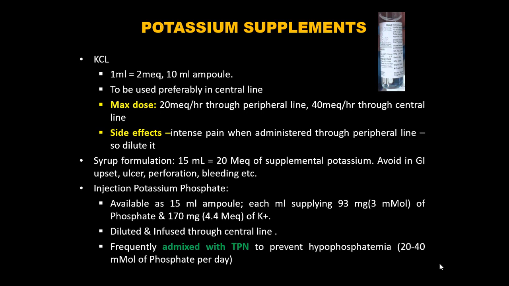Syrup formulation, 15 ml contains 20 milliequivalents, avoid in GI upset, ulcer, perforation. Potassium phosphate, it is available as a 15 ml ampule, and each ampule contains 3 millimoles of phosphate and 4.4 milliequivalents of potassium. It has to be diluted before using through central line, and it is frequently administered with TPN. As we have discussed before, it can prevent initiation of refeeding syndrome.